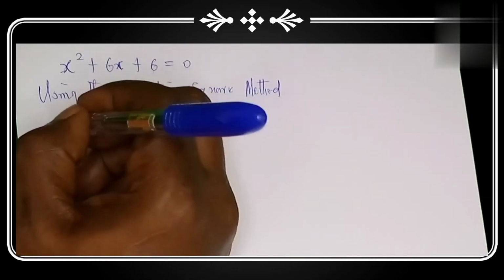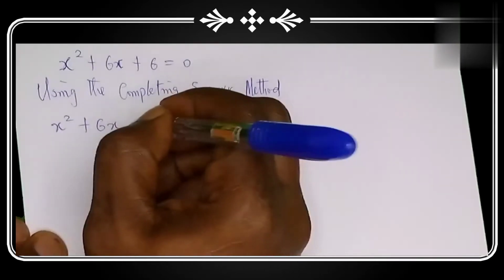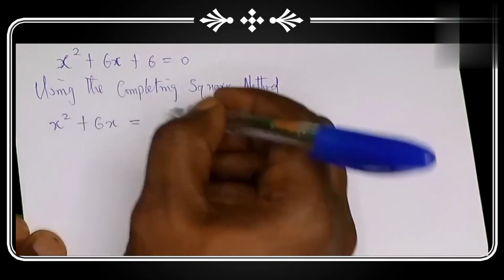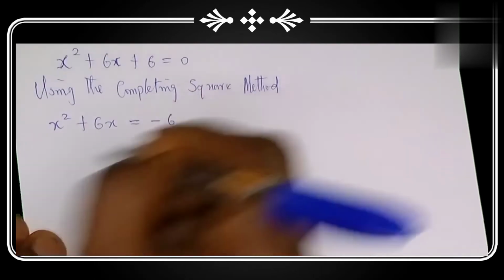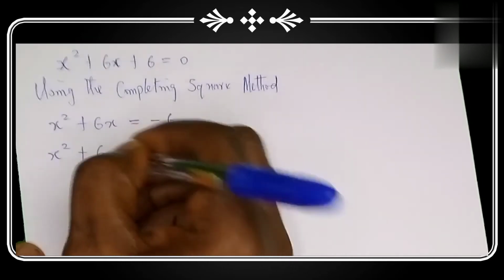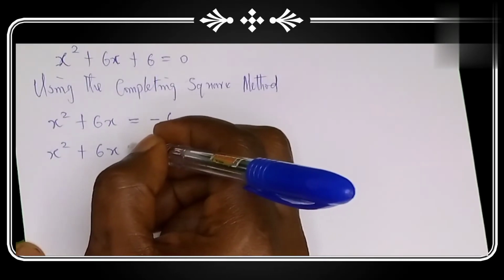To do the completing the square, we send the 6 to the other side first of all, to be x squared plus 6x equals minus 6, because we are sending this 6 to the other side. Now, we find a way to make this expression a complete square.